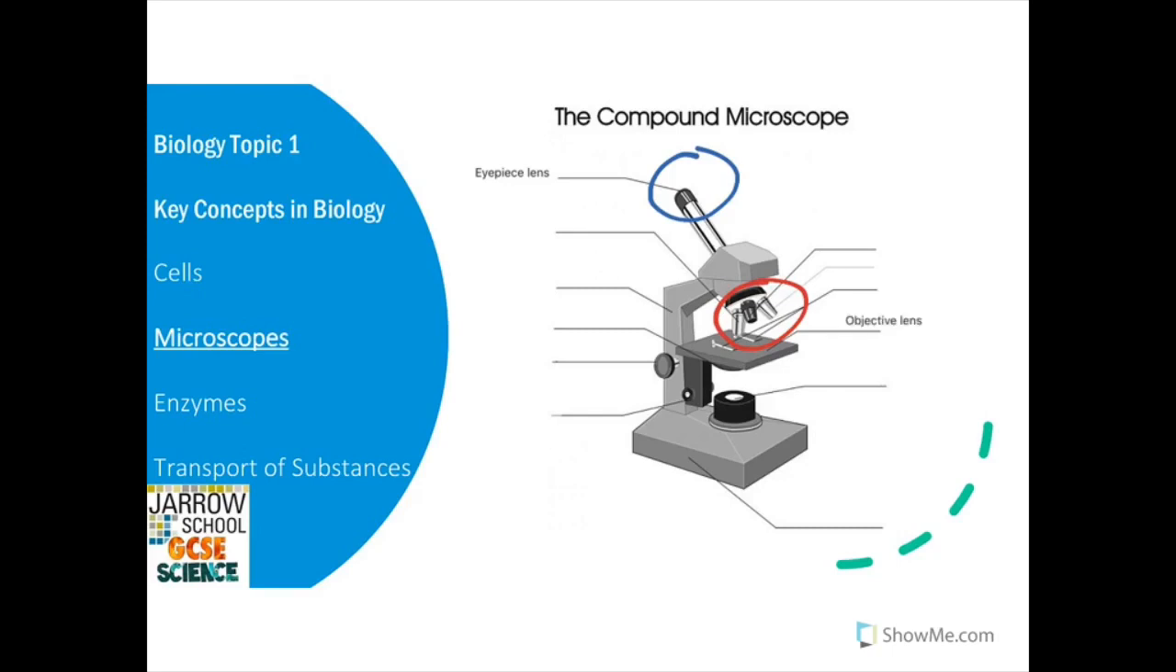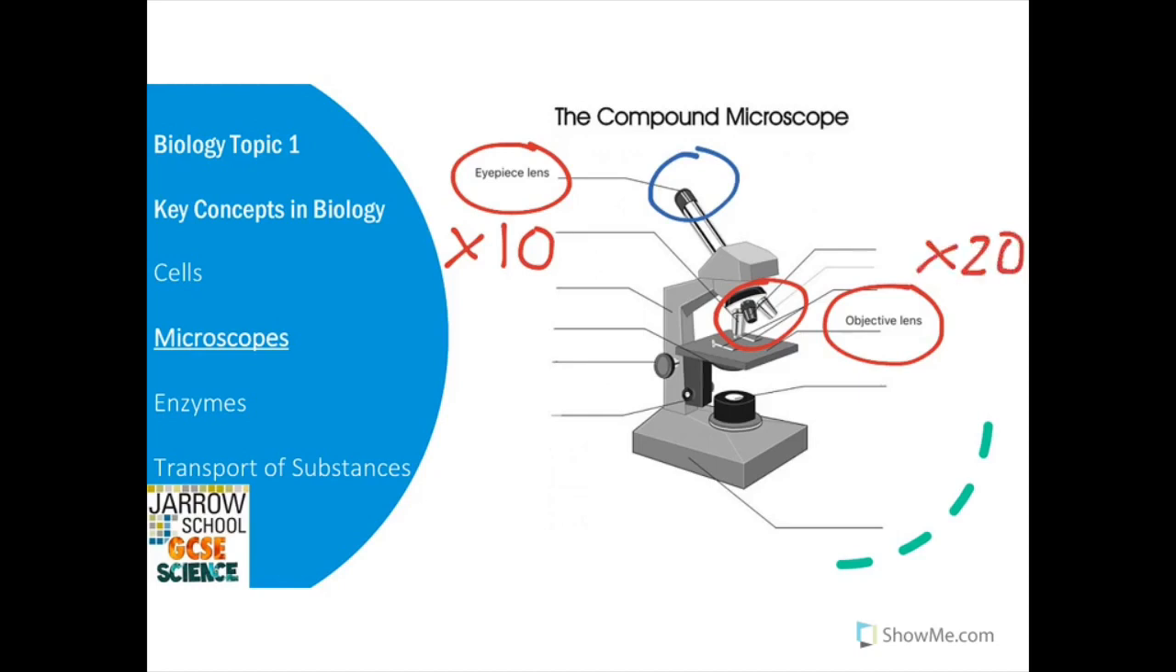And the way you can calculate how much magnification a microscope has is you multiply the power of the eyepiece lens, or the magnification of the eyepiece lens, by the magnification of the objective lens. So for example, if the eyepiece lens has a times 10 magnification, and the objective lens has a times 20 magnification, you simply do 10 times 20, which will give an overall magnification of times 200.